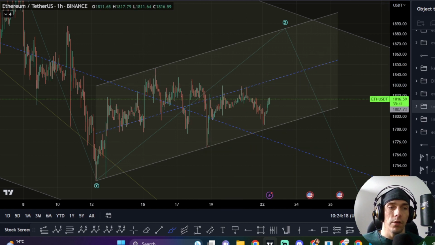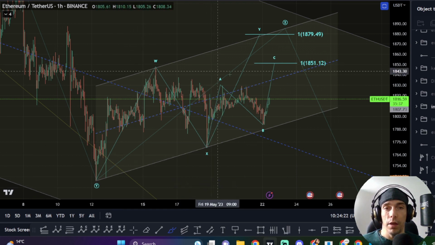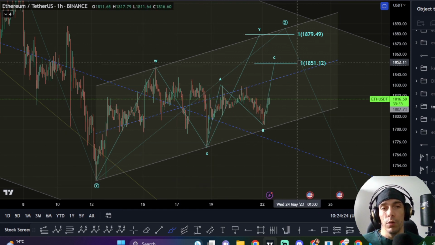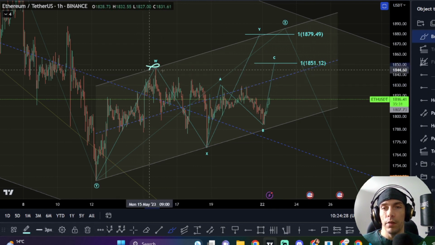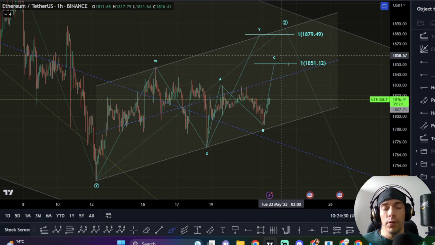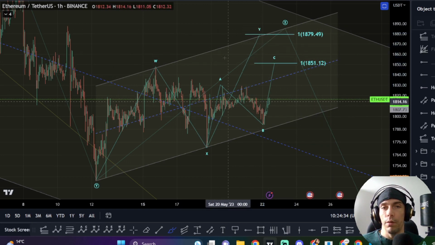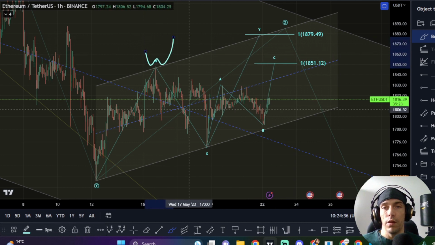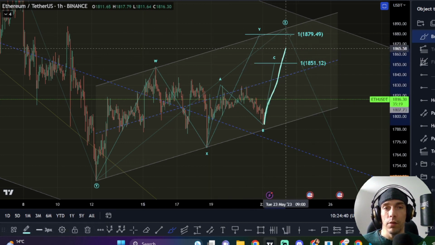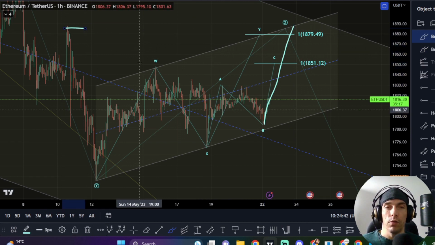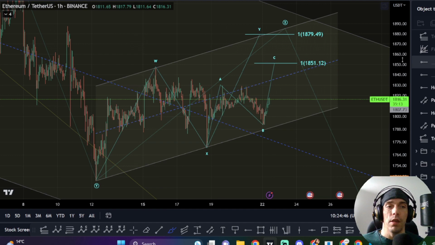What we could also just have is that we have a bigger WXY, where this is W, this is X, and we're getting an A, B, and a C. So this 1-to-1, like I said, 1851 is that target area, which would actually bring us back into this high here. But if this does look to push up higher here and extend out, we do have the 1-to-1 of the Y wave if we treat this as a W up here at this 1879, which would also bring us back into this channel, which would also potentially look to retest this high here. So that could be quite an interesting zone to keep an eye on.